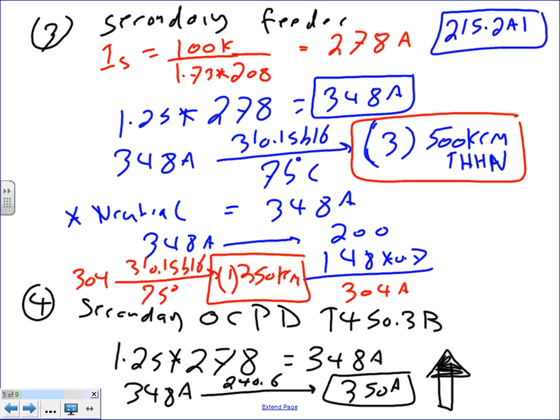Any questions about that? So we have 3 conductors, 500 kcm, 1 conductor, 350, and we size the overcurrent protection device 350 on this transformer, the primary.